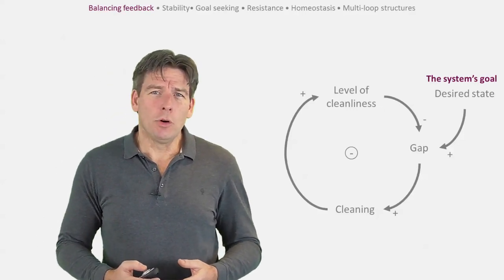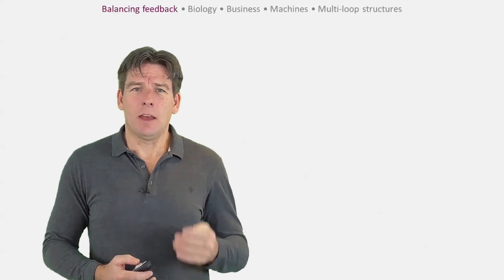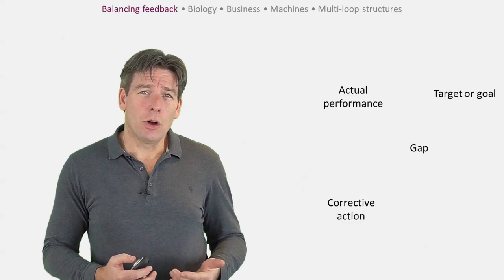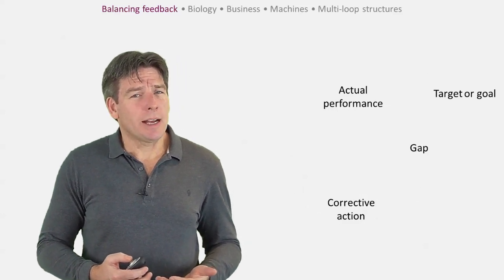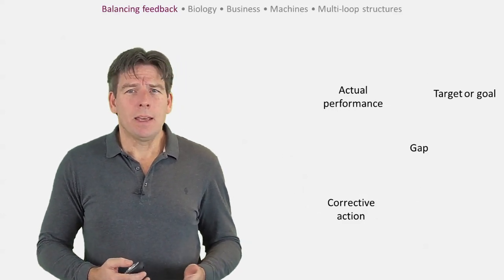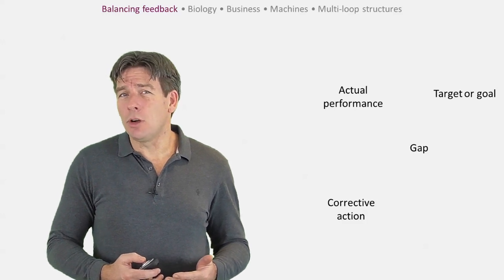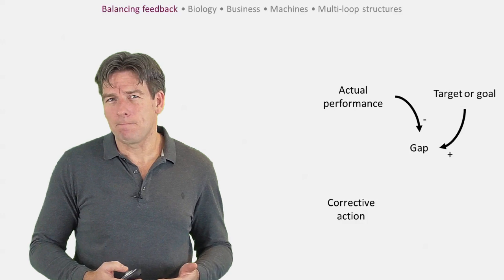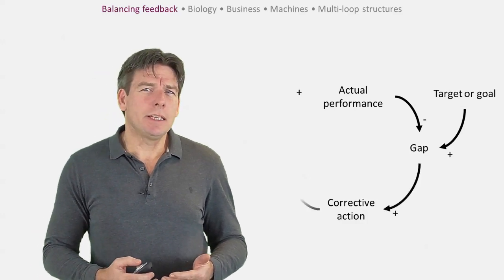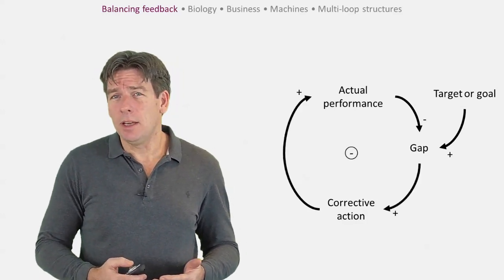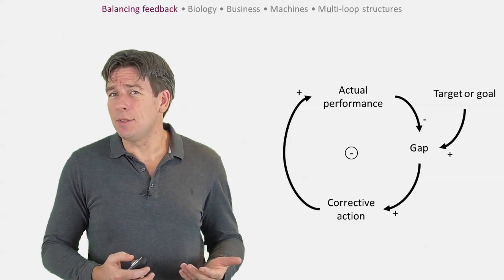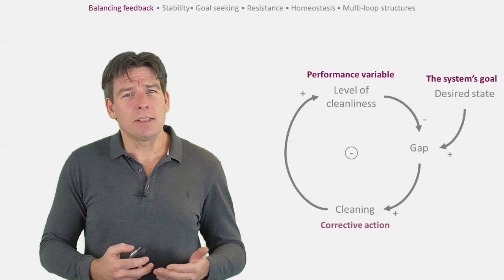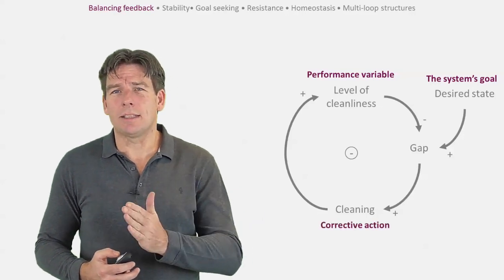A balancing loop always has 4 elements: a corrective action, a performance variable, a target or goal, and a gap between your target and your actual performance. The difference between the performance variable and your goal stimulates corrective action until the gap disappears. The current level of cleanliness of your house is the performance variable, the desired state of cleanliness is the objective, and any cleaning activity that you do is a corrective action that brings the current state towards the target state.